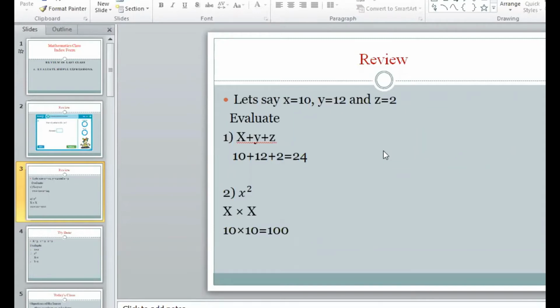Good. So find Y square for me. Find what is Y square and Z plus 6. Miss, I don't understand. What you don't understand, darling? The whole thing? All right, I'm going to explain now.